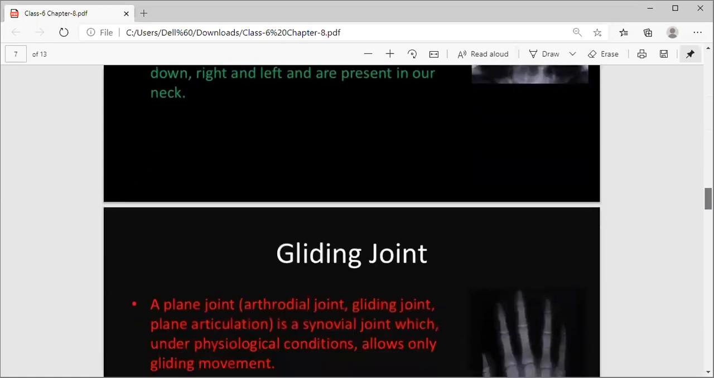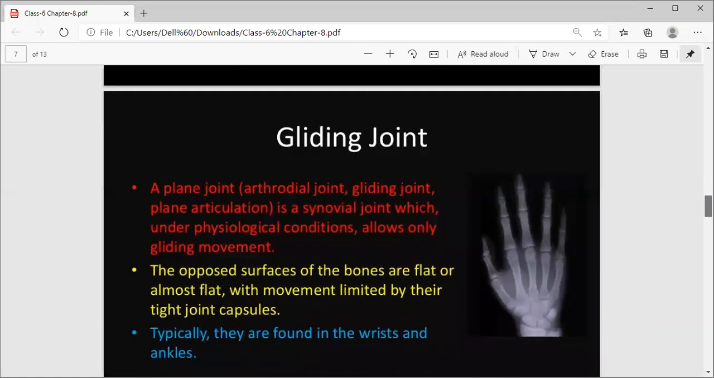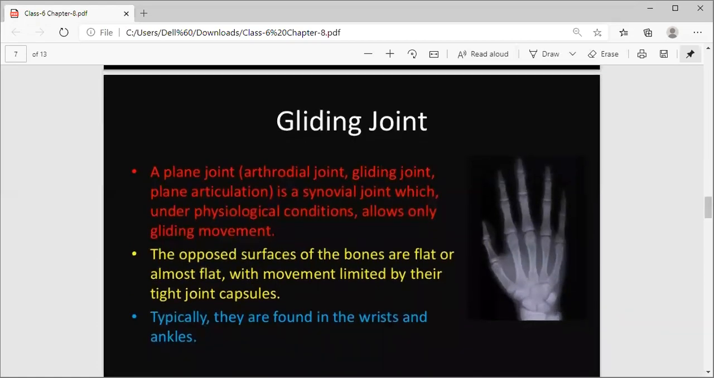Next comes the gliding joints. Now let's see where these types of joints are present. We can say gliding joints are also plane joints. They allow only gliding movements. They are present in the wrist and ankles.